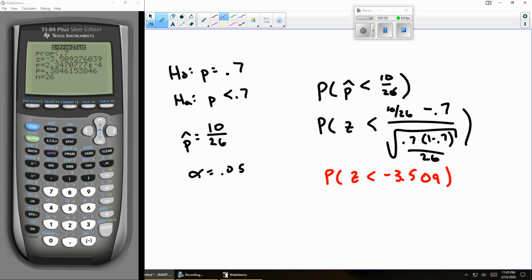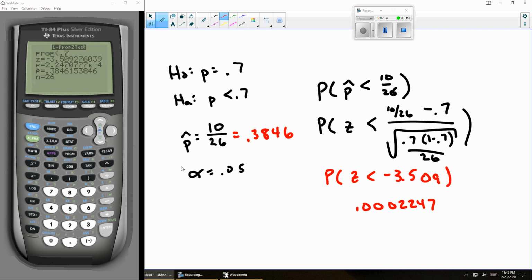negative 3.509, and that the p-value is 2.247 times 10 to the negative fourth. Pretty small, less than the 5% level. It also shows me that my p-hat, or 10 out of 26, equals 0.3846.